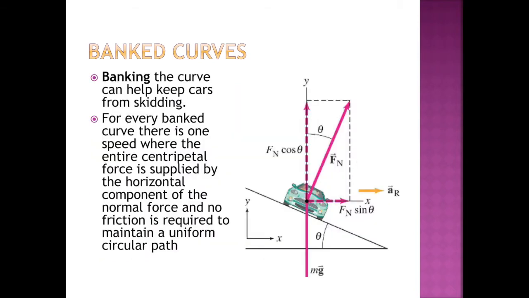If we take a look at the free body diagram of this car, you can see that we have a normal force that is perpendicular to the bank surface. This is something that you dealt with when we had inclined planes in grade 11. We have the force of gravity, which is pointing straight down. And then we've also labeled some components of the normal force, which are going to be important later on.